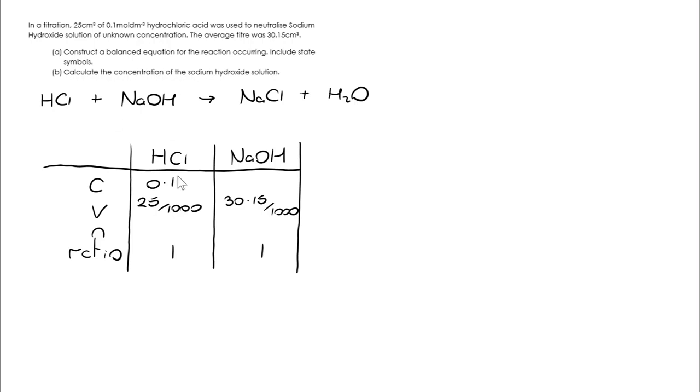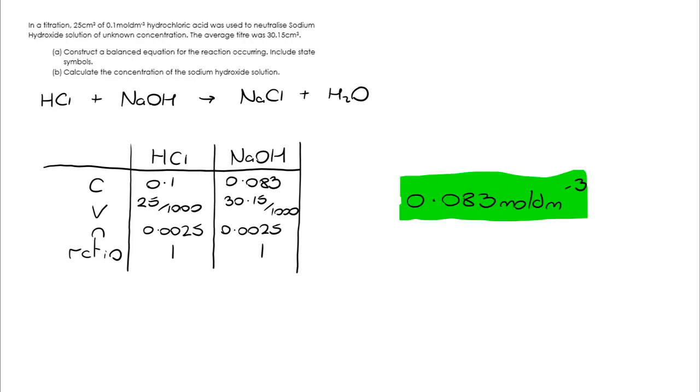For example, we have a c and we have a v, so we can work out the n, and that comes to 0.0025 moles. If I know my ratio is 1 to 1, my ratio is therefore 0.0025 to 0.0025. I've then got my n and my v, so I can work out my c, and it comes out as 0.083 mol dm^-3. Next question to try here.